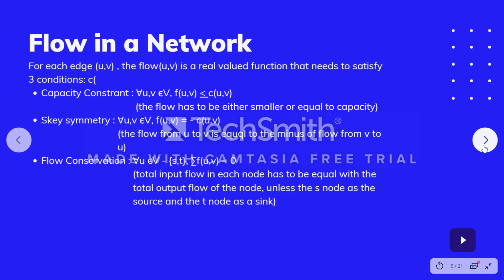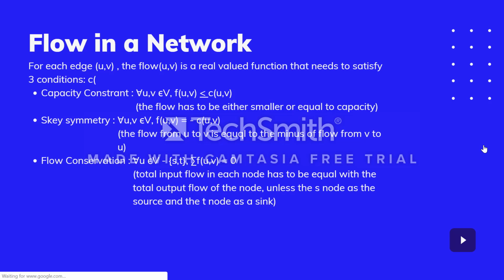These are the conditions that you need to satisfy in a network flow. The first is the capacity constraint, which states that the flow has to be smaller than or equal to the capacity. Just like I explained before, the value of the flow has to be smaller than or at least equal to the capacity. It cannot be bigger than the capacity. You will get an error if you do that.